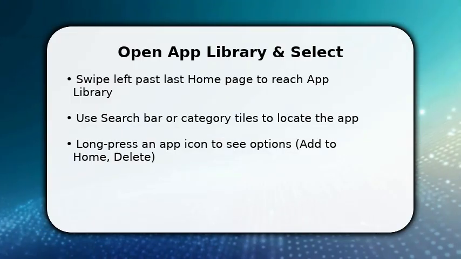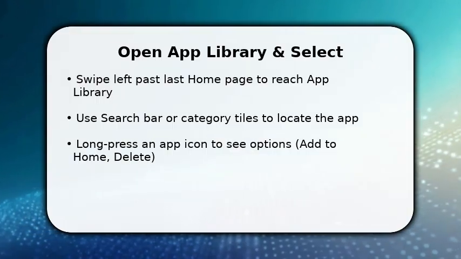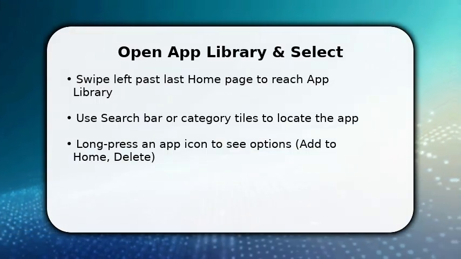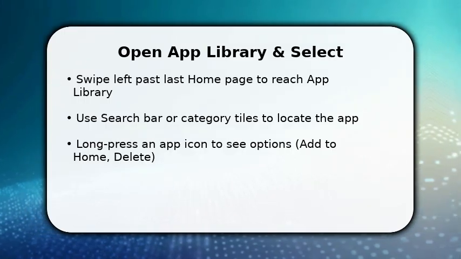You're starting inside the app library. Swipe left until you reach it. Once there, use the search bar or tap a category tile to find the exact app you want.